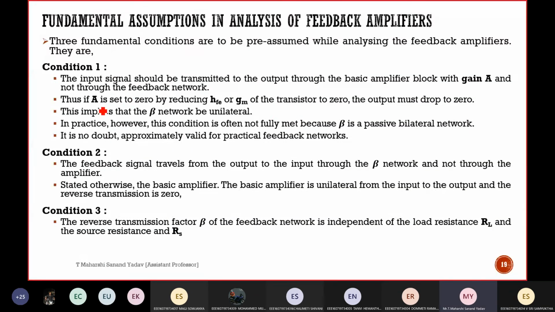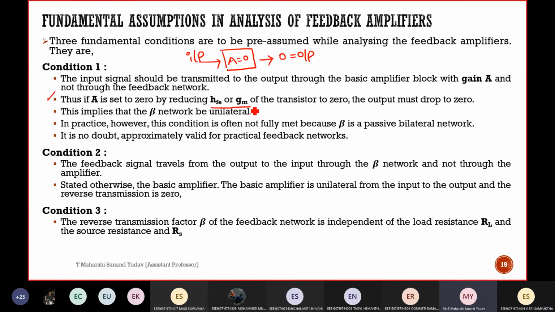Next. Second, if A is set to 0 by reducing H, Fe or Gm of the transistor to 0, the output must drop to 0. Explain. If A is set to 0, it means there is no value of gain. Here A is 0. Whatever might be the input you provide, what will happen to the output? Input into 0. Yes, sir. 0, sir. It will also be 0.